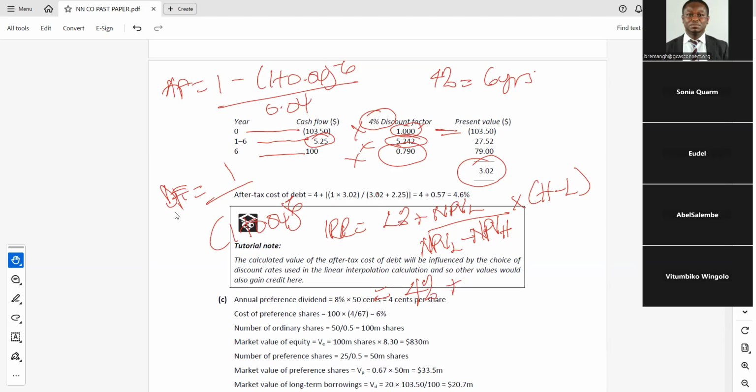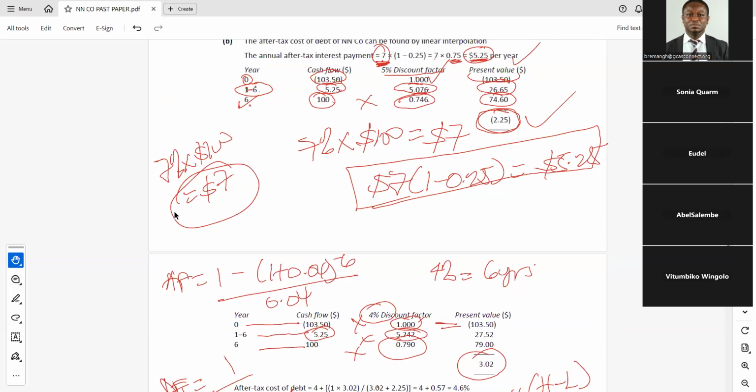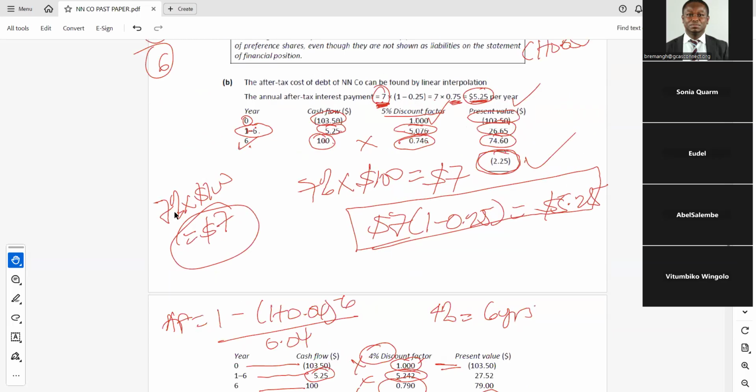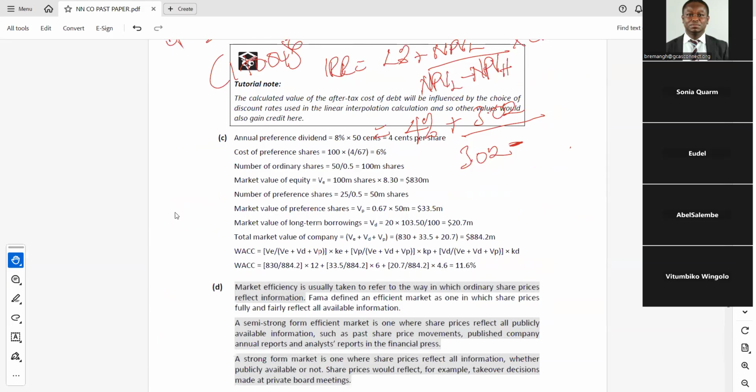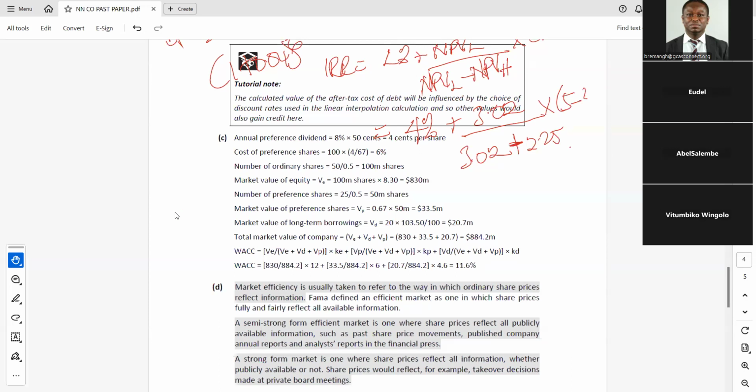Then we need the NPV of the lower rate, which is the 4%, which is 3.02, over the same 3.02 minus the NPV of the higher rate. The higher rate is 5%, and that gave us negative 2.25. So it is negative, that will give you plus 2.25, times the higher rate minus the lower rate.